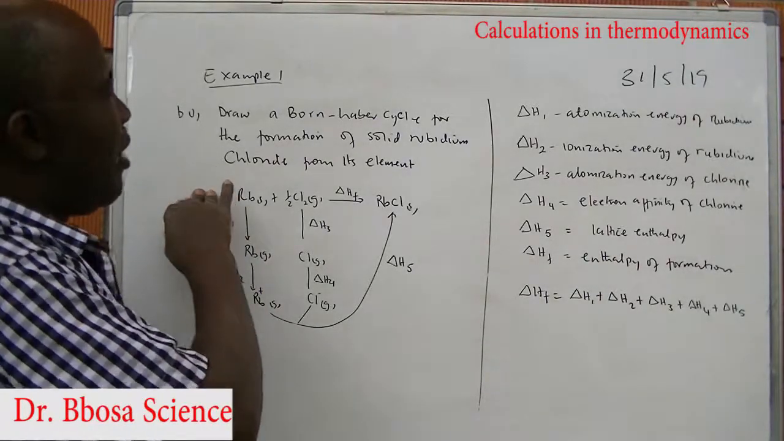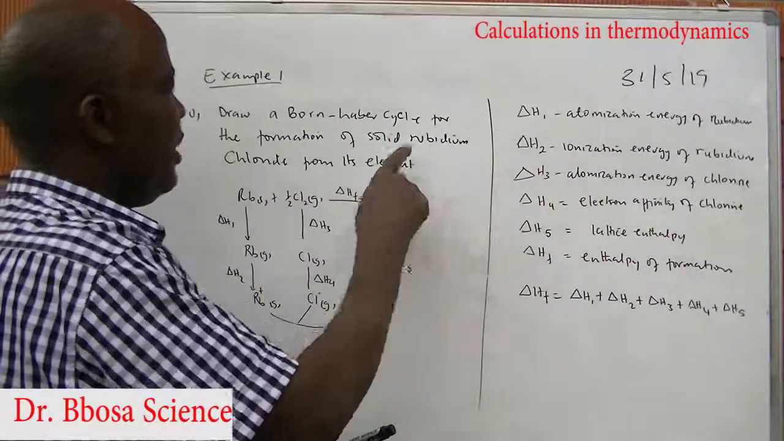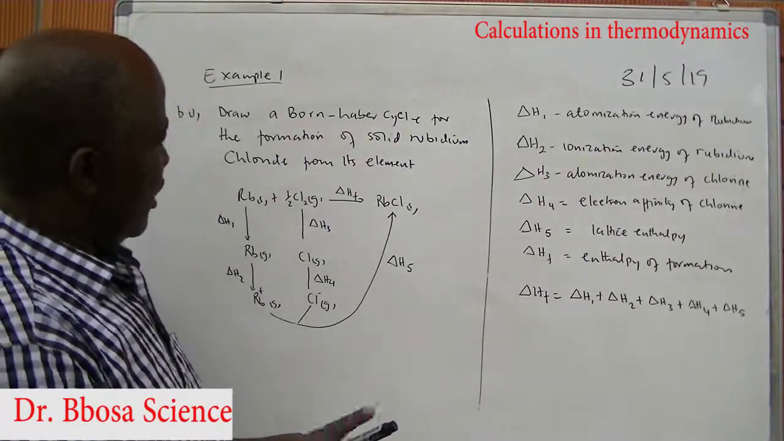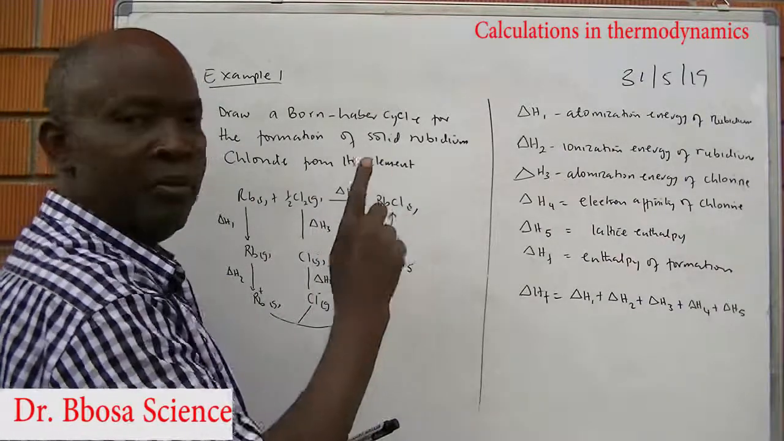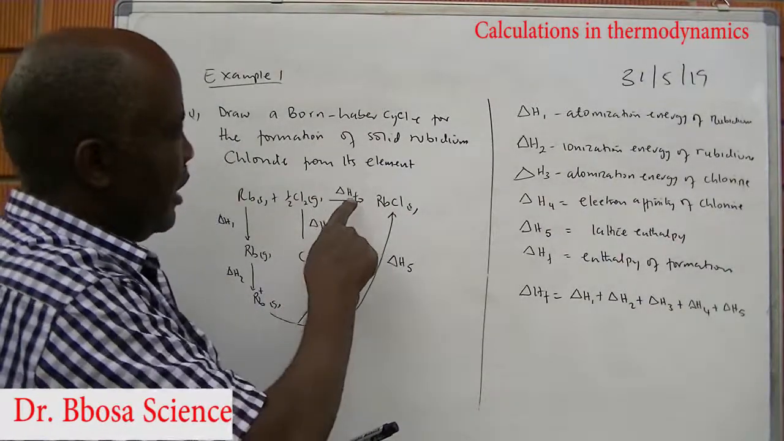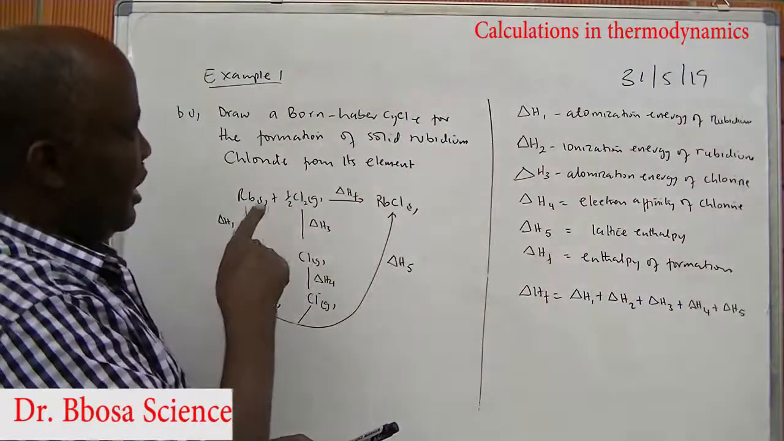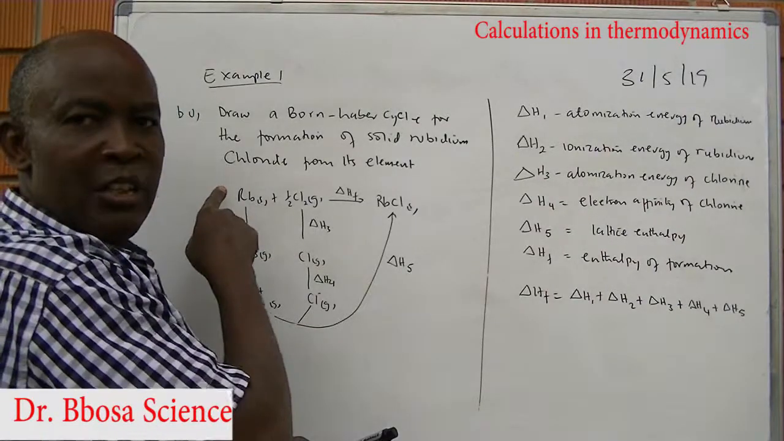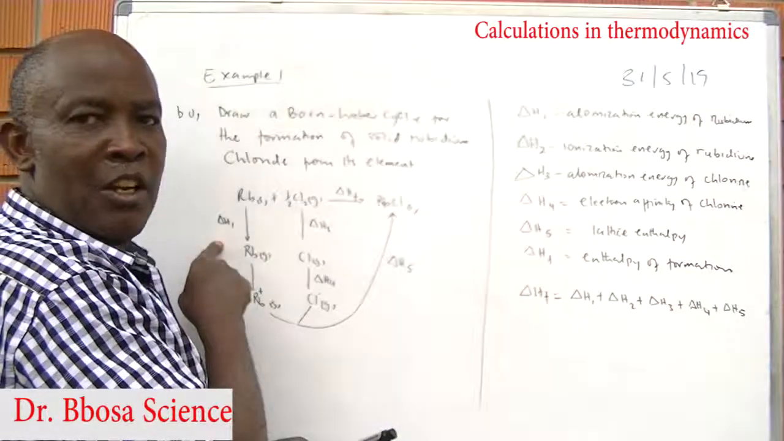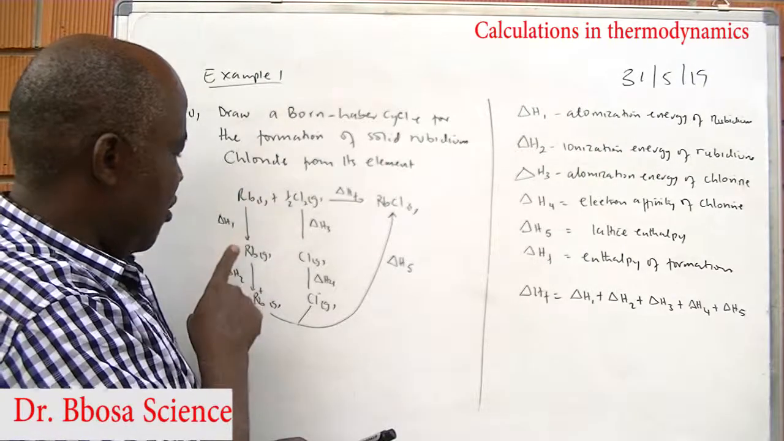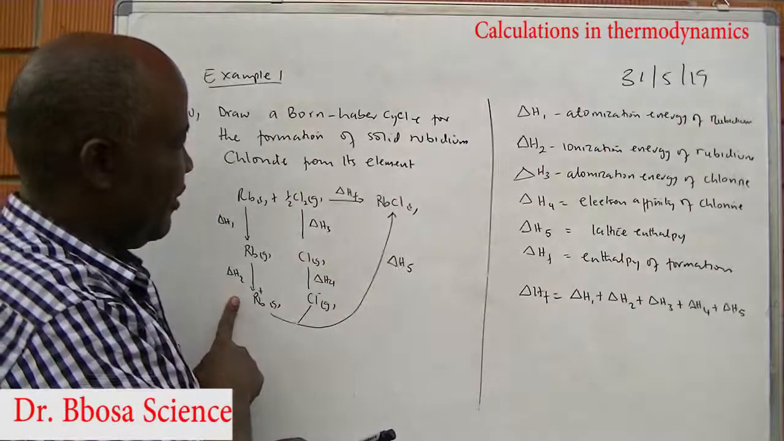B, draw a Born-Haber cycle for formation of solid rubidium chloride from its elements. So rubidium plus chlorine will give you rubidium chloride solid. The enthalpy change is called enthalpy of formation. This one will take place in two steps. First rubidium solid is converted to rubidium gas. The enthalpy change is enthalpy of atomization. Then rubidium gas is changed to rubidium plus. The enthalpy change is enthalpy of ionization.